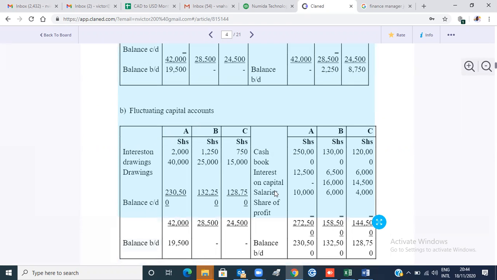The fluctuating capital account is similar to what we have done up there, but this has a cumulative effect. You bring in the capital itself. It's a combination of the capital account and the current accounts, if I may use that. As you will notice, everything else has remained the same, okay? But we have brought in the what? The capital, 250, 130, and 120, and we are balancing off.